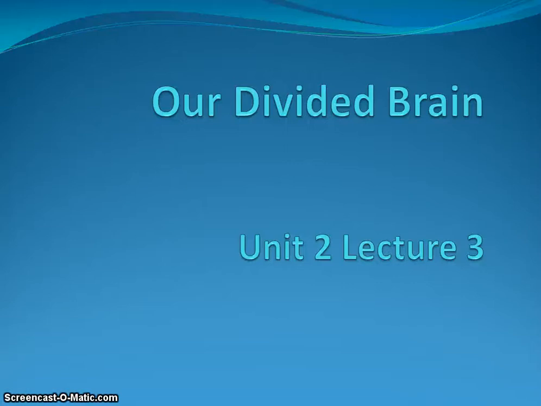All right, we are continuing on with Unit 2. This is Lecture 3. Now that you know all about neurons and how they fire and all about the different parts of the brain, we need to talk about how our brain is divided and what happens when our hemispheres don't communicate with one another correctly.